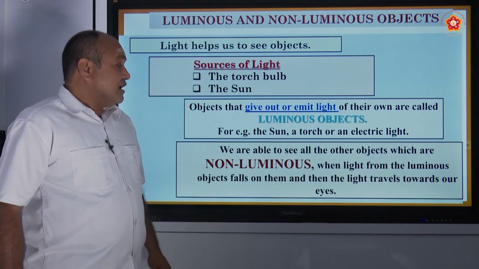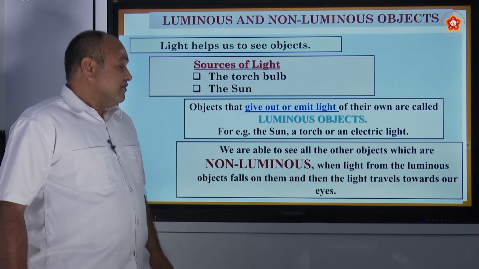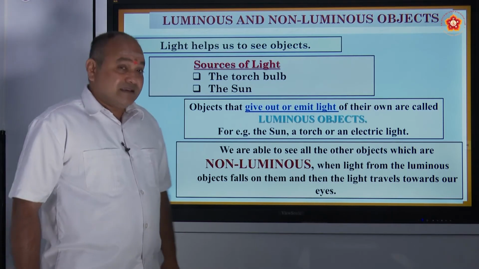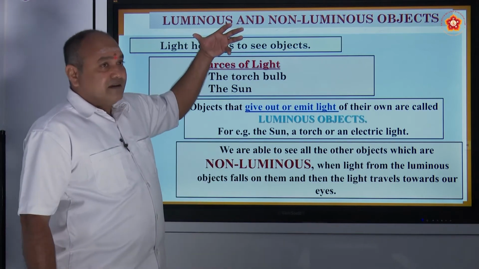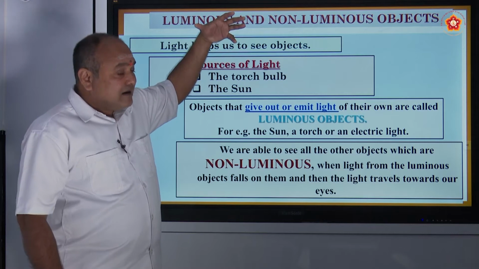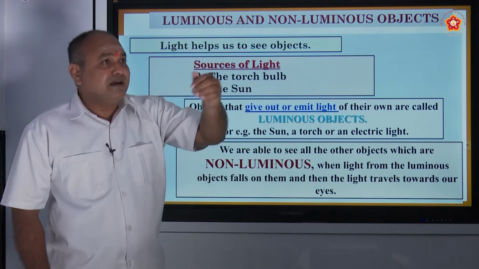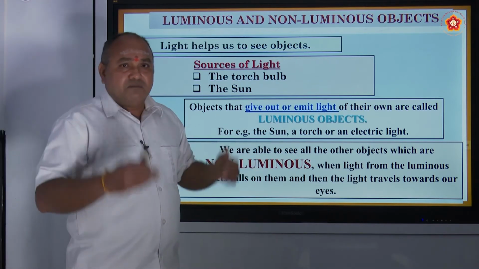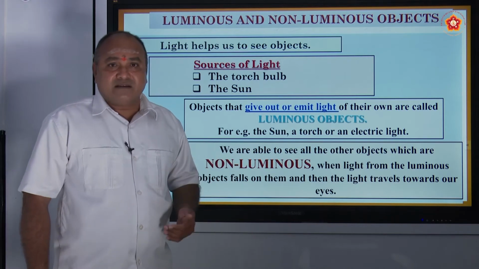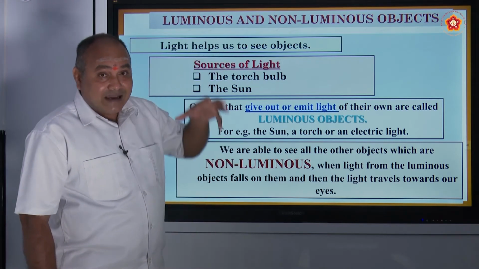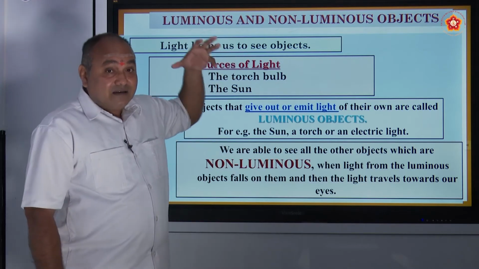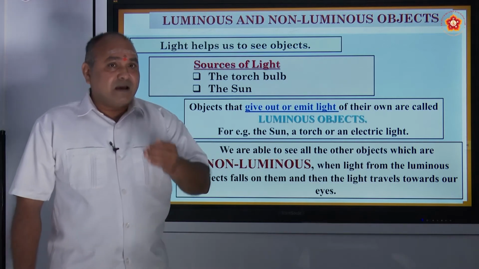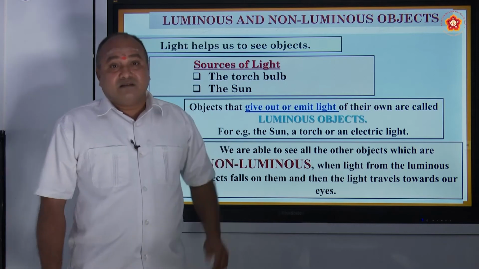We are able to see all the other objects which are non-luminous when light from the luminous object falls on them and then the light travels towards our eyes. So for example, see, the sun is there. What are we seeing? When sunlight comes and falls on some objects like trees, buildings which are non-luminous. So trees and buildings never emit or give light. They use the sun's light, and the sun's light will fall on those objects, which are called non-luminous objects, and it will return back to our eyes which we can see.